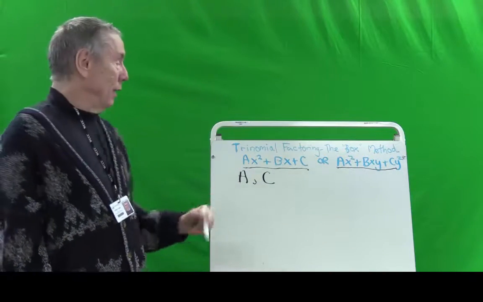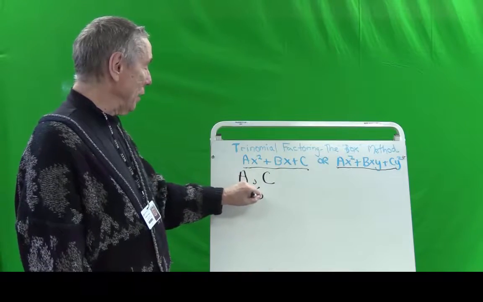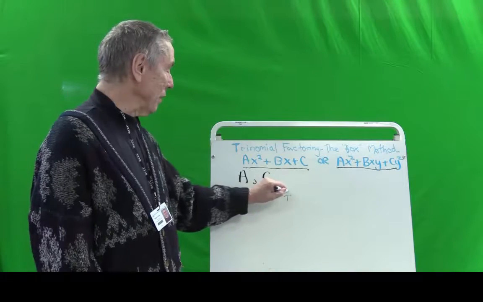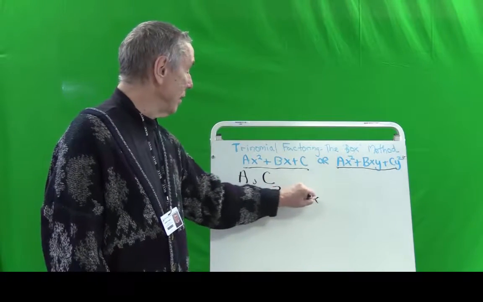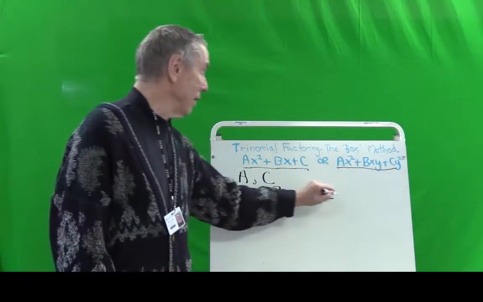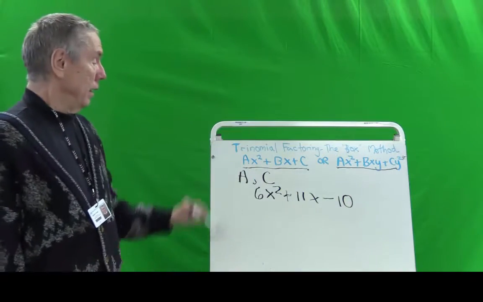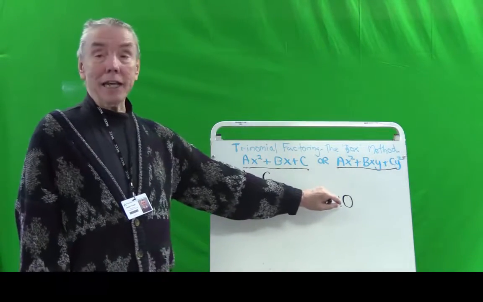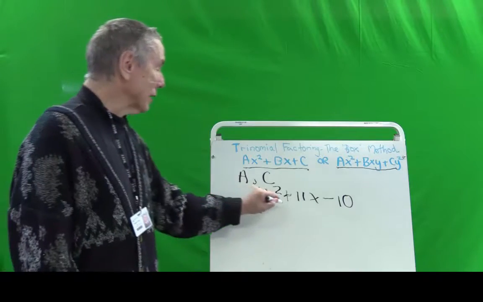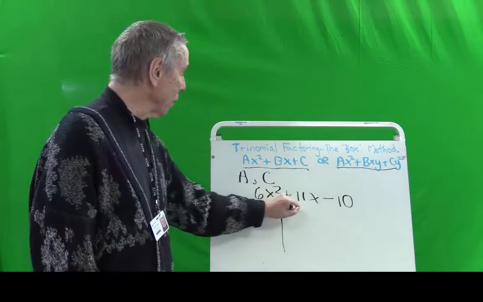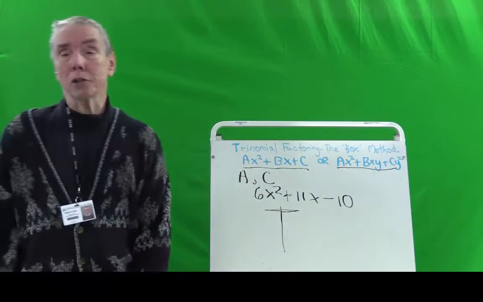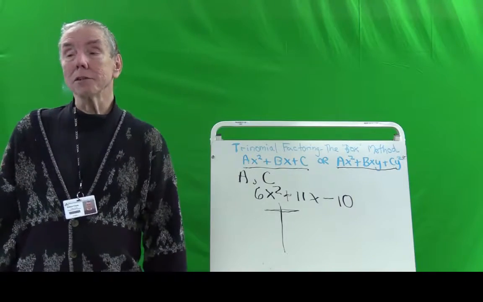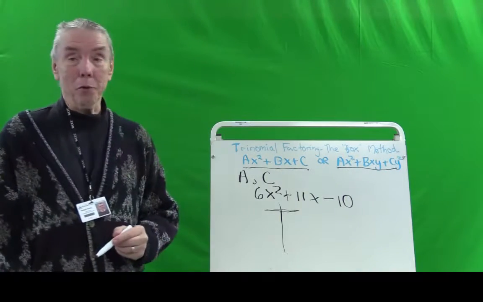So to get started with an actual example, let me use this example. 6x squared plus 11x subtract 10. The a is 6, the b is 11, and the c is negative 10. Now the box method depends on a display that doesn't look actually much like a box. Looks more like a set of ordered pairs. But we'll show you how this method works.